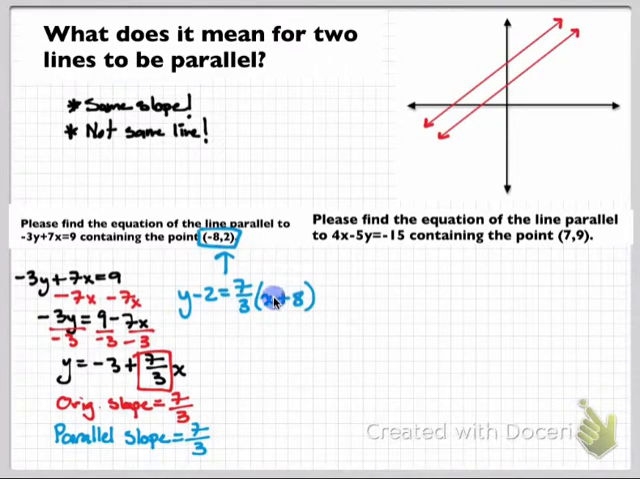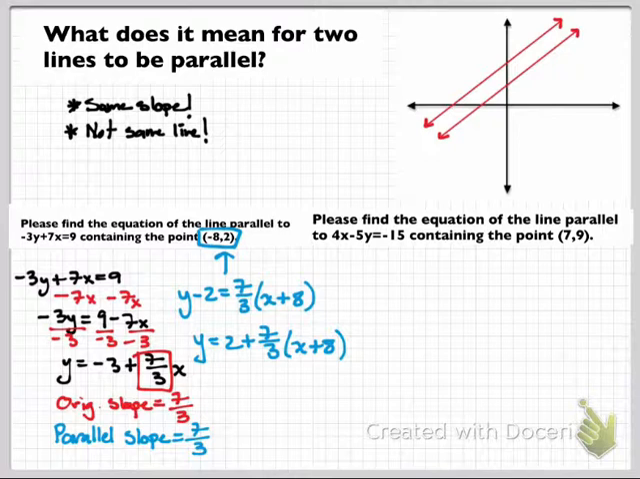And if you like, we can put this in slope-intercept form, but I'm groovy with that right there. Actually, my favorite form is to write it as y equals 2 plus 7/3 times the quantity of x plus 8. Awesome. So why don't you give this next one a try? Let's find the equation of the line parallel to 4x minus 5y equals negative 15, containing the point (7, 9). So why don't you pause the video, and when you're done, play the video, and we'll see how it went.